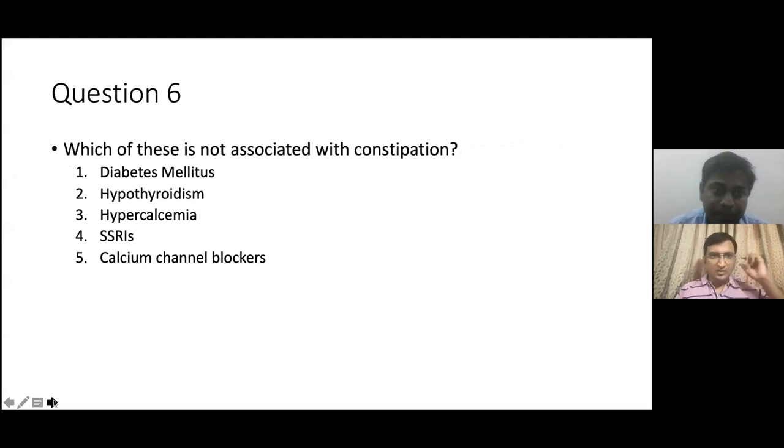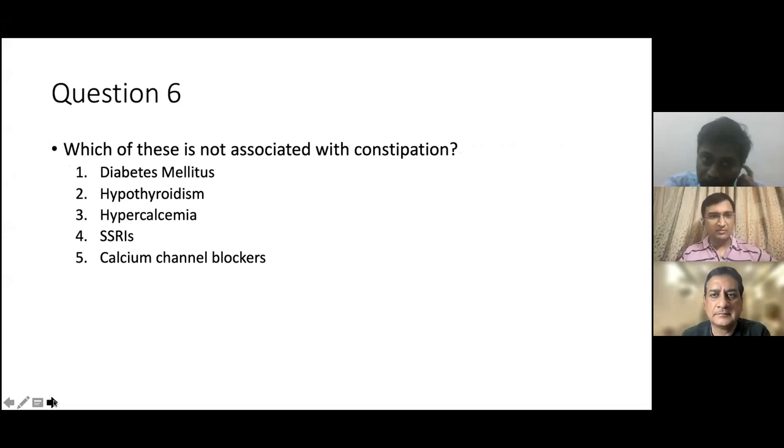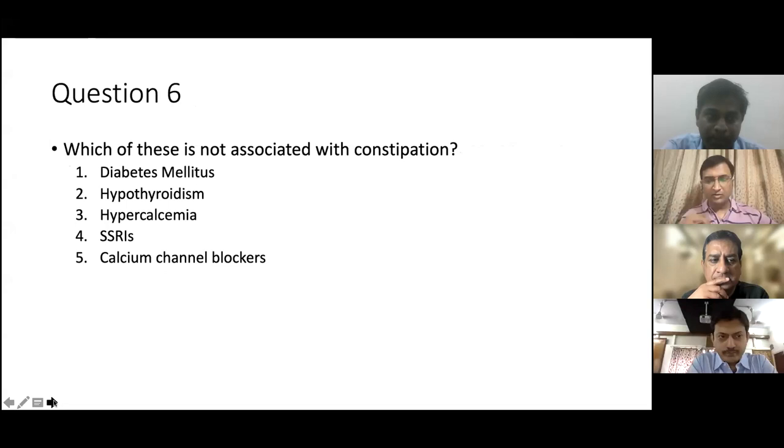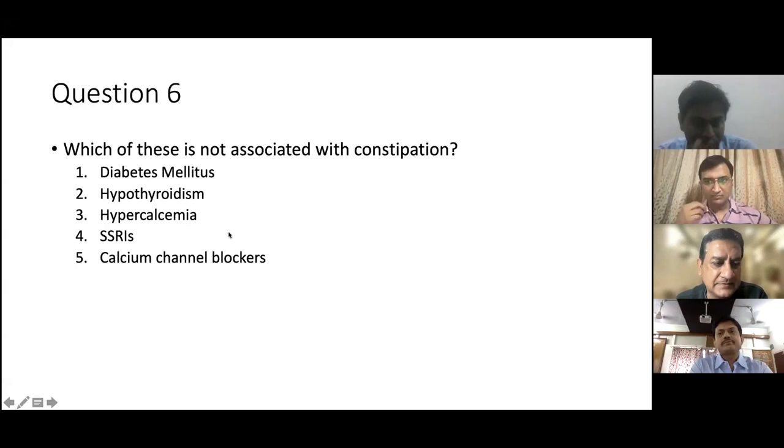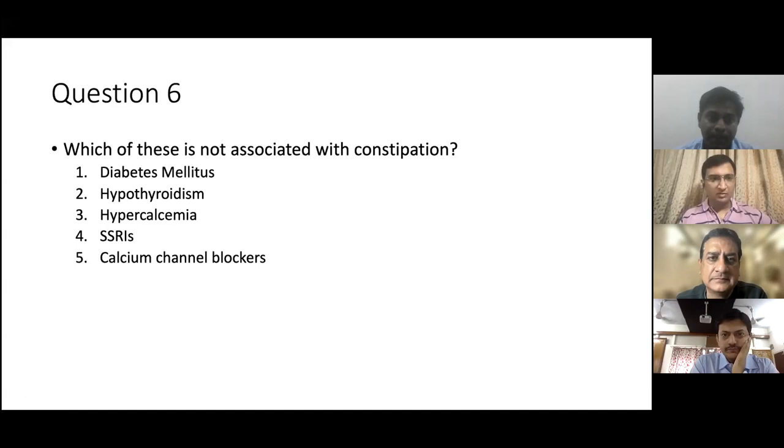So before we go to the discussion, this is the second last poll question. Which of these is not associated with constipation? If you can just put up the poll, please. Diabetes mellitus, hypothyroidism, hypercalcemia, SSRIs, and calcium channel blockers.